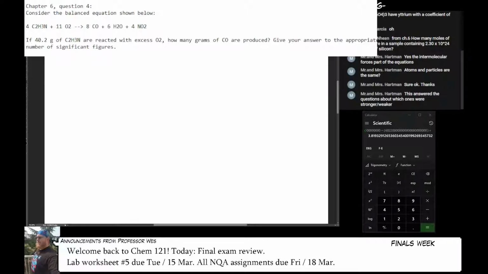So consider the balanced equation shown below. If 40.2 grams of C2H3N, I don't know, are reacted with excess O2, how many grams of CO are produced? Give your answer to the appropriate number of sig figs. So let's write down the balanced chemical equation. And then what I got? 8CO plus 6H2O plus 4NO2.